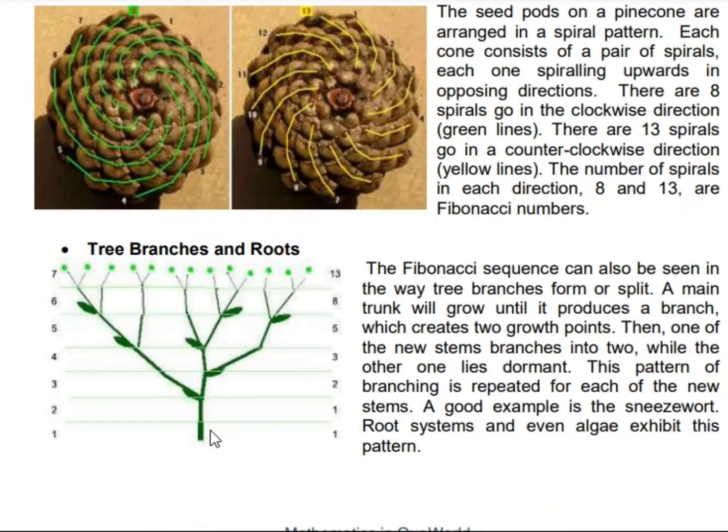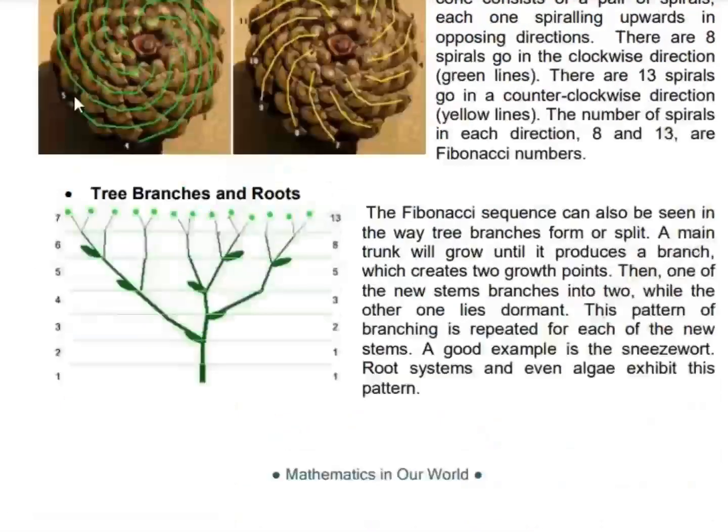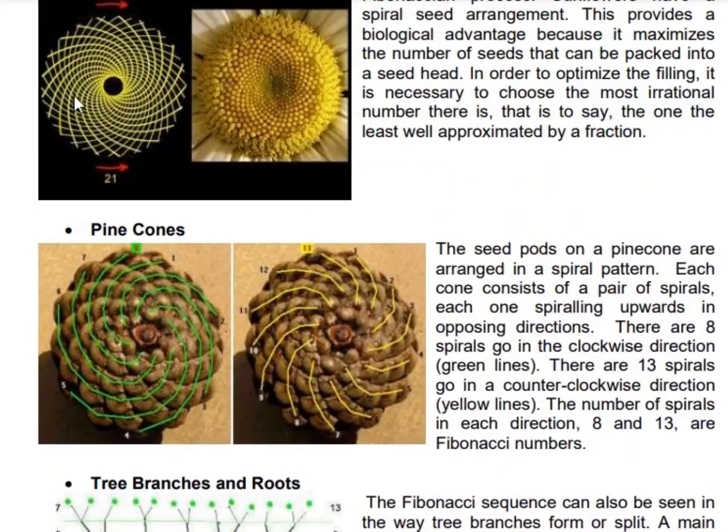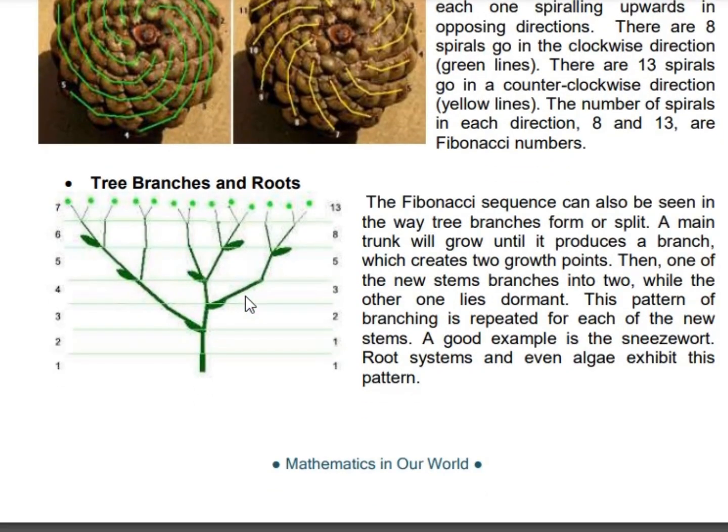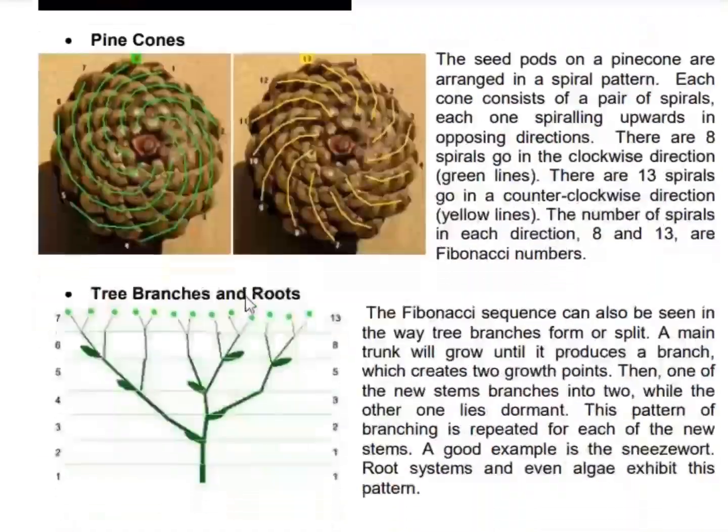Next, the tree branches and roots. So here, we have 1 branch plus 1 branch makes 2. Then 2 plus 1 branch makes 3. Then 3 plus 2 branches makes 5. And 5 plus 3 branches makes 8. Then 8 plus 5 branches makes 13, and so on. This is how our trees grow. From trees, pine cones, seed heads, and even the roots of plants and trees, they follow the Fibonacci sequence.